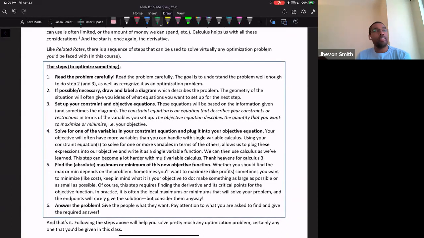And by the way, the point of optimization also kind of tells you when the word problem you're looking at is an optimization problem. So we know when a word problem is a related rates problem because they're going to describe related quantities. They're going to tell you the rates of change of some of them and then ask about the rate of change of another one.